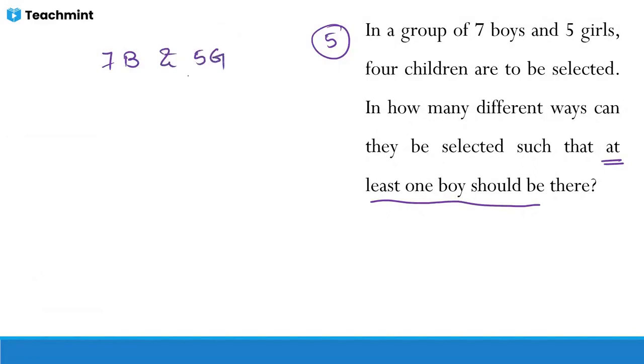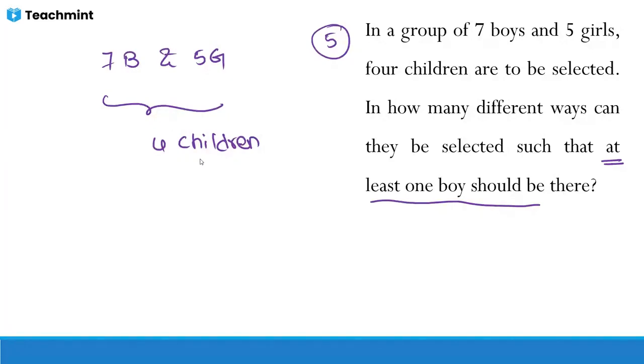Instead of going with the original method, 4 children are to be selected, right? You just try this question. I'll wait for a minute. But there is a small update in this question. 7 boys and 5 girls, you need to select 4 children. In how many different ways can they be selected such that at least one boy should be there?